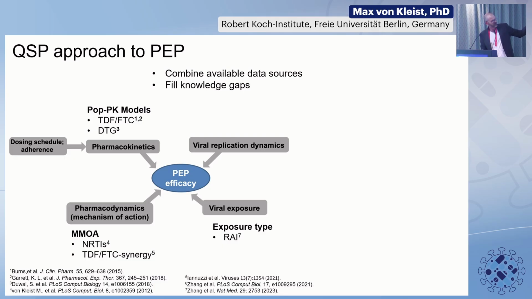Secondly, for some of the drugs it's more complicated to model their direct effects. Therefore, we built mechanism of action models previously for the NRTIs, particularly for tenofovir and emtricitabine. We integrate both of these together, and then what you have is a time-dependent inhibition of certain rates in viral replication. So this is how we integrate this.